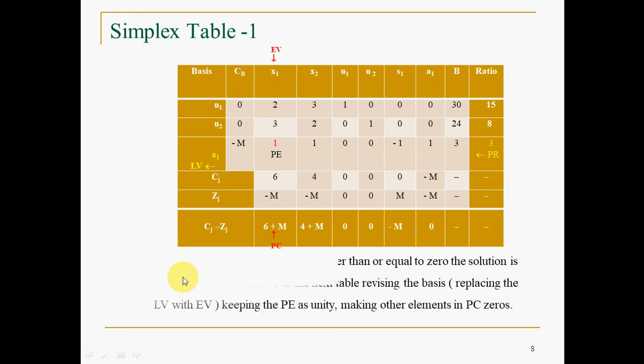What is your observation or comment here? As all the elements of Cj minus Zj are not less than or equal to 0, the solution is not optimal. Hence, we have to move to the next table, revising the basis, that is replacing the LV with the EV, keeping the pivot element as unity, making other elements in the PC zeros. PC is this one, from this to this matrix portion. That's all, not the function portion. This is the matrix portion.